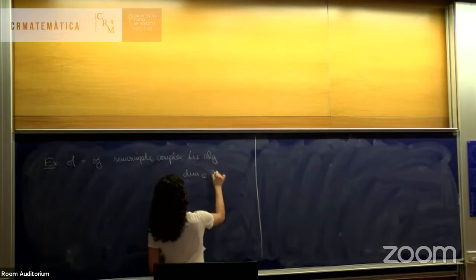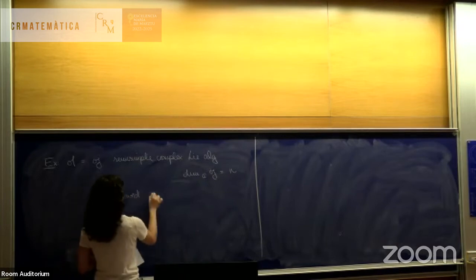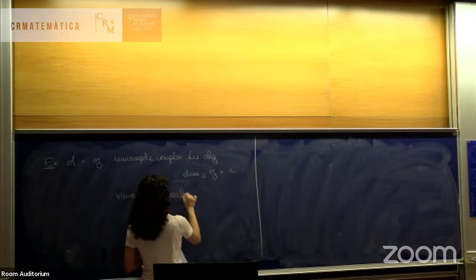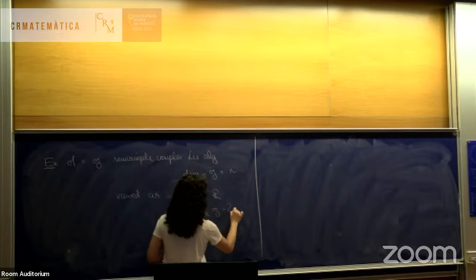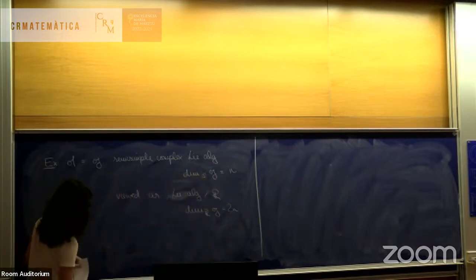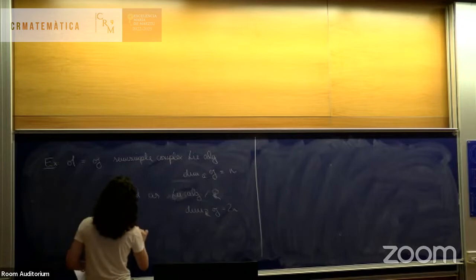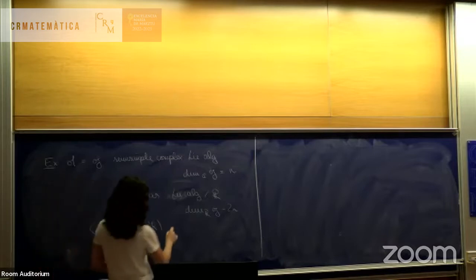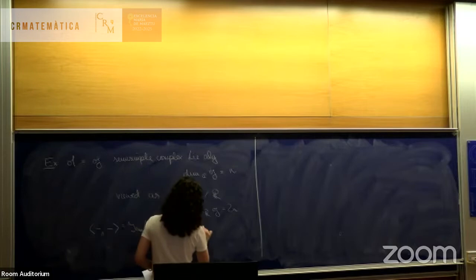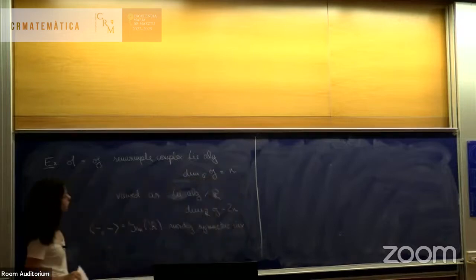Of complex dimension n. And then I can view it as a Lie algebra over R, in which case it will have real dimension 2n. And on G viewed as a Lie algebra over R, I can take the bilinear form, which is the imaginary part of the Killing form, and this is a non-degenerate symmetric invariant bilinear form on G.